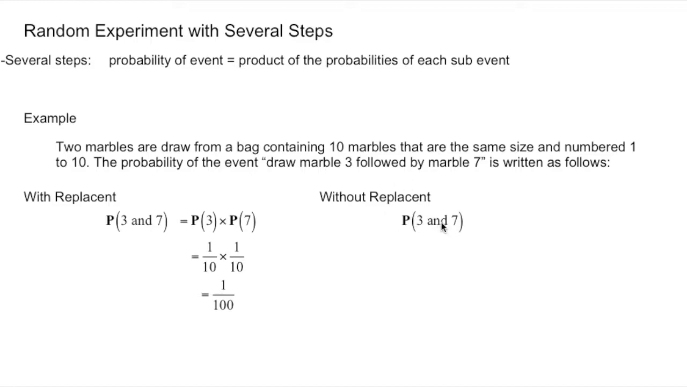The probability of getting a 3 and a 7 would be equal to the probability of getting a 3 on the first draw multiplied by the probability of getting a 7 on the second draw. The probability of getting a 3 on the first draw is 1 out of 1 marble, the 3, out of 10 marbles. But now you're not replacing the marbles, so you only have 9 marbles in the bag. So the probability of getting a 7 is 1, the 1 marble, the 7, out of the 9 marbles that are in the bag, which gives you a 1 out of 90.